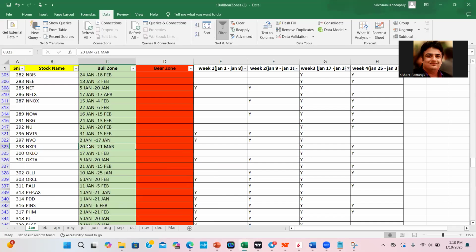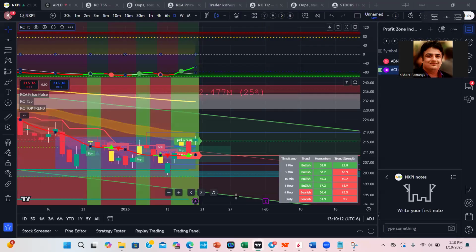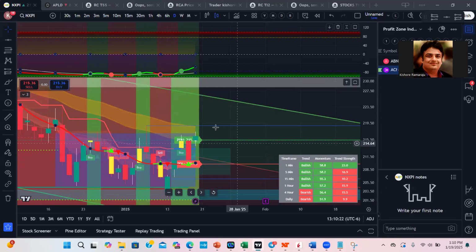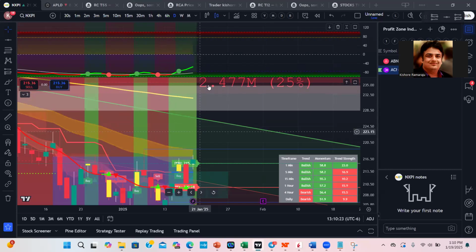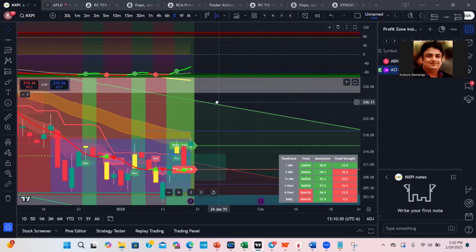NXPA, 20th Jan to 21st March. So you can see NXPA should go up. This is also telling the same thing. So from 20th January, if I do a bull put spread, it can easily go to $236. You can buy calls of Feb expiry. Then if it starts moving up, you can make 100% on the calls. Or you can do a bull put spread.